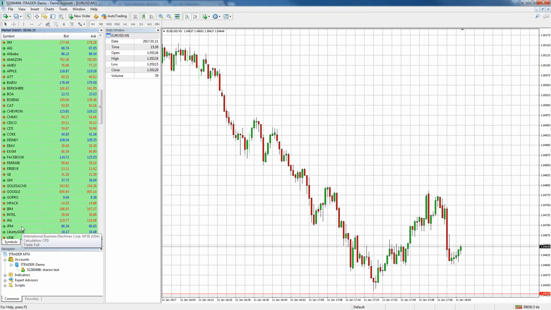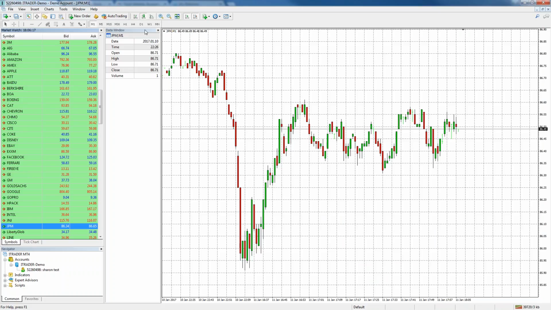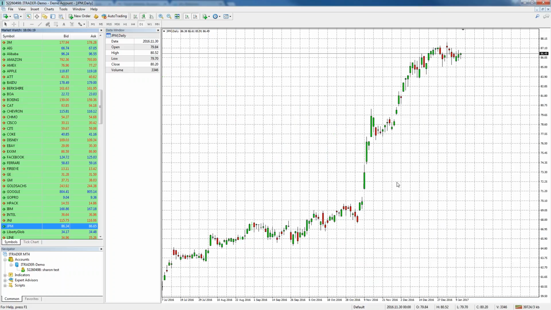This is JP Morgan. Here is a daily chart of JP Morgan, which means that each candle that you see here represents one day. It traded near all-time highs, at $87. Look at what happened. These are the elections, November 8th, November 10th, you see? This is a candlestick chart. A green candle means that the price of the stock went up, and of course, a red candle means exactly the opposite.